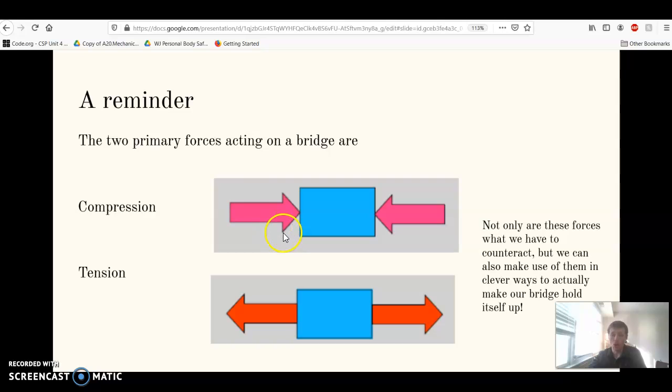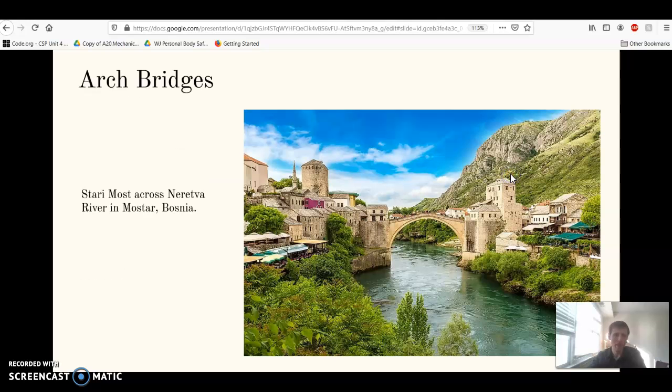Now, please remember, all bridges work because of compression and tension. Every member inside that bridge that's structural is going to be under either compression or tension, or maybe both, depending on which side of that particular member you look at. And how that member then distributes or absorbs that pressure determines how sturdy your bridge is going to end up being. So arch bridges are one of the most ancient and straightforward ways to tackle this issue.